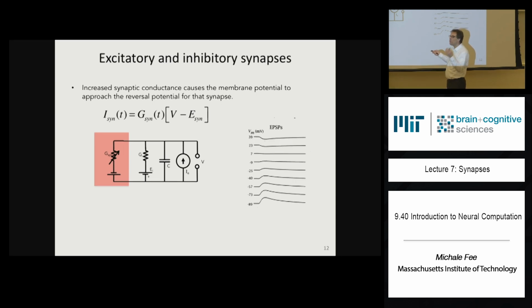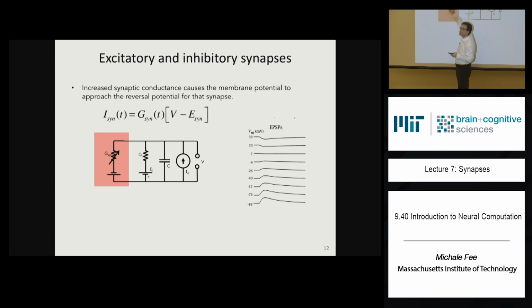Oh no, the presynaptic cell is not part of this picture. The presynaptic cell is kind of like spritzing neurotransmitter onto this thing, which increases the conductance, right?